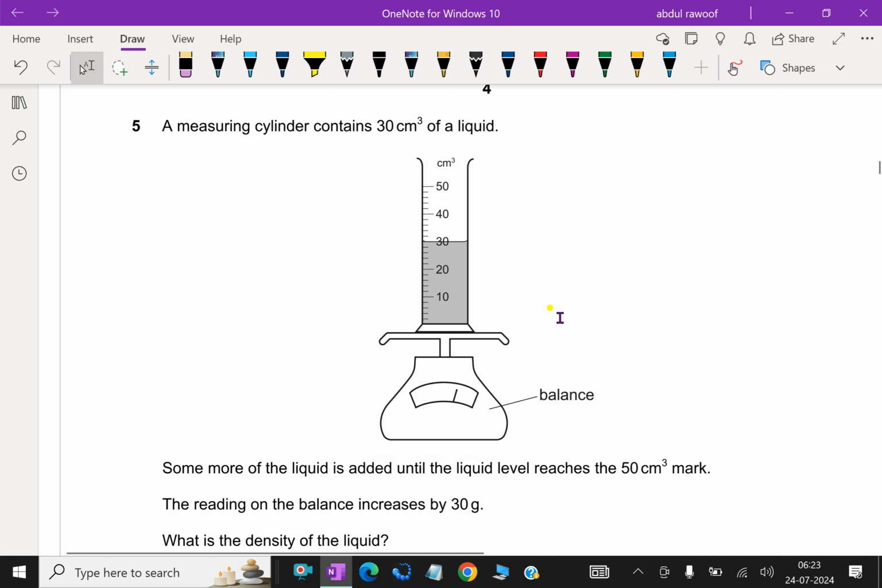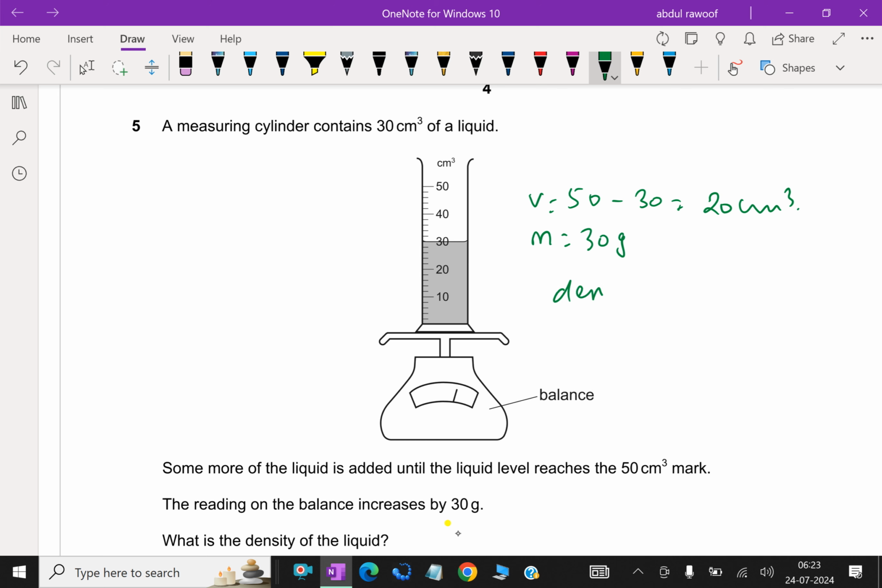Question number 5. A measuring cylinder contains 30 centimeter cube of liquid. Here initially 30 centimeter cube of liquid. Some more of the liquid is added until the liquid level reaches 50 centimeter cube. So how much are they adding? 50 minus 30 equals 20 centimeter cube of liquid added. The reading on the balance increases by 30 gram. This is the volume, and this mass is 30 gram.